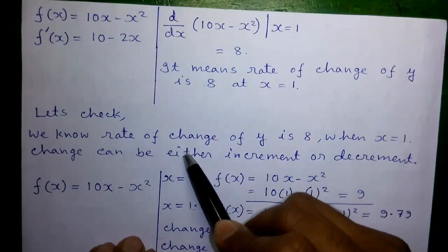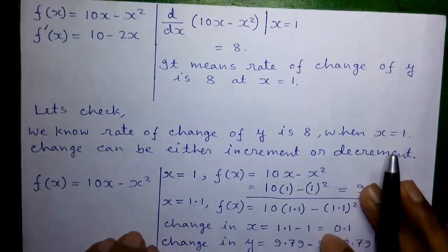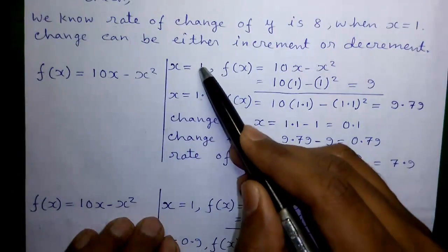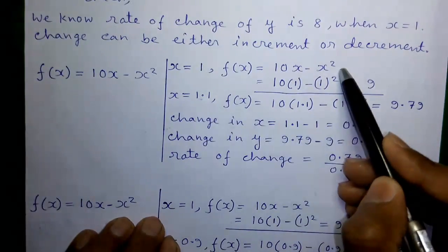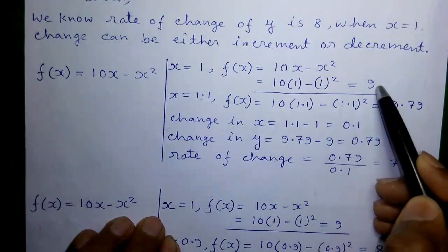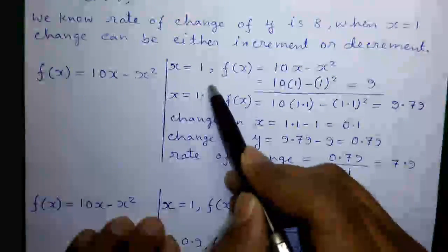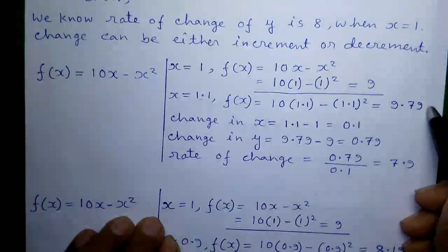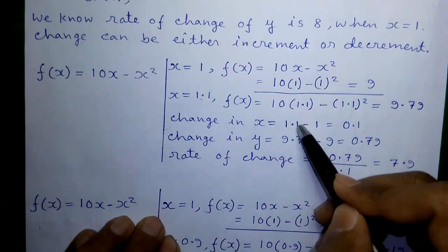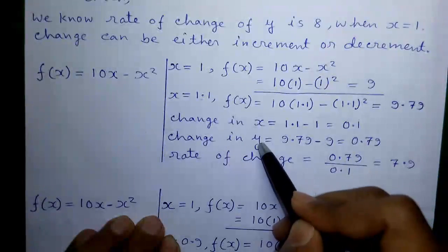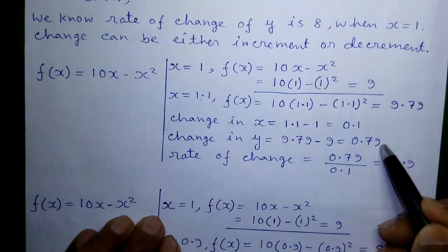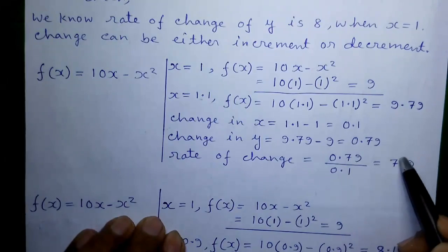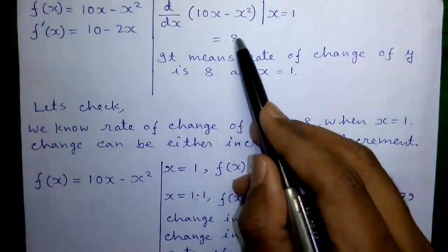So change can be either increment or decrement. Let's calculate for increment. f of x equals 10x minus x square. By putting x equals 1 in our original function, you will get 9. Let's increase x by 0.1. x equals 1.1, f of x will become 9.79. So the change in x is 0.1 and the change in y is 0.79. So the rate of change equals 0.79 by 0.1 equals 7.9, which is close to our obtained value 8.